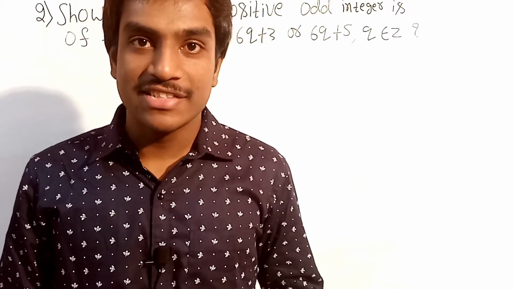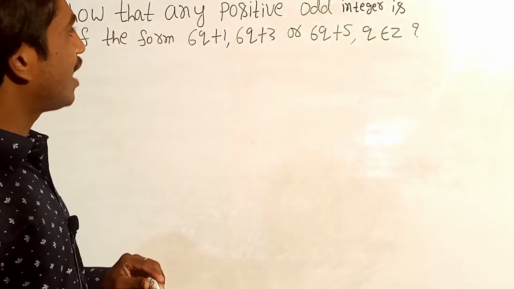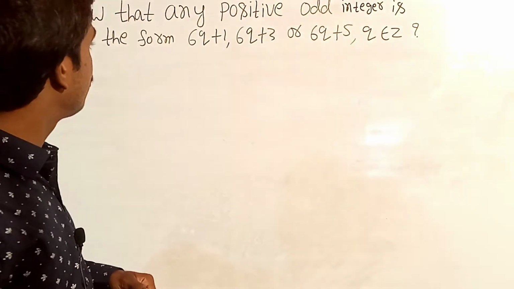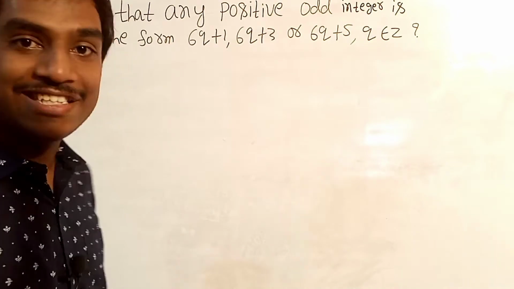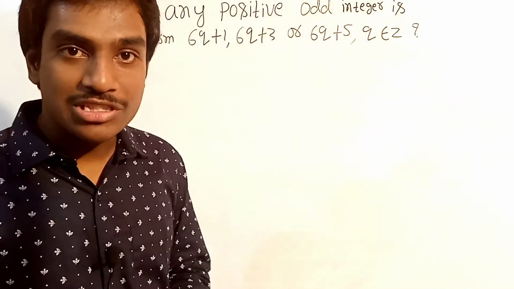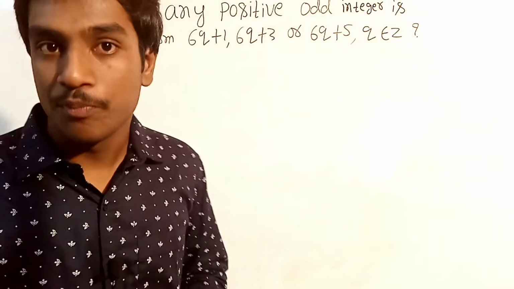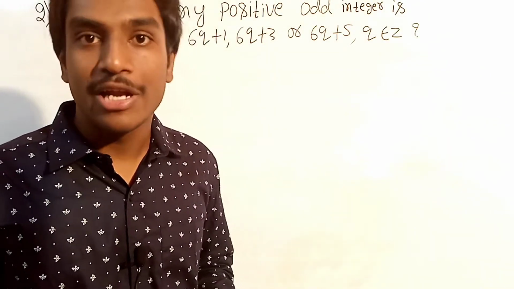Today we will discuss the second question. The question says: show that any positive odd integer is of the form 6q plus 1, 6q plus 3 or 6q plus 5. So any positive odd integer will be of this form, we need to prove, and we will prove this with the help of Euclid's division lemma.